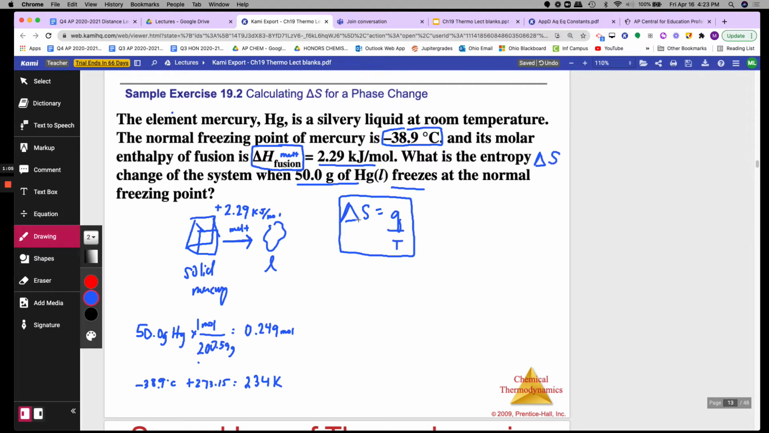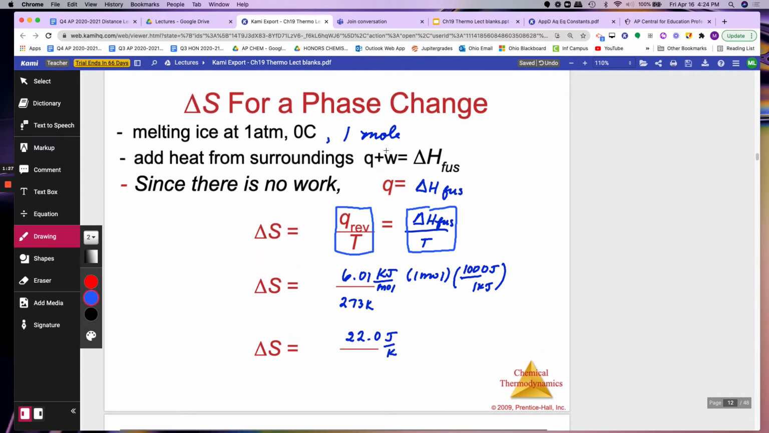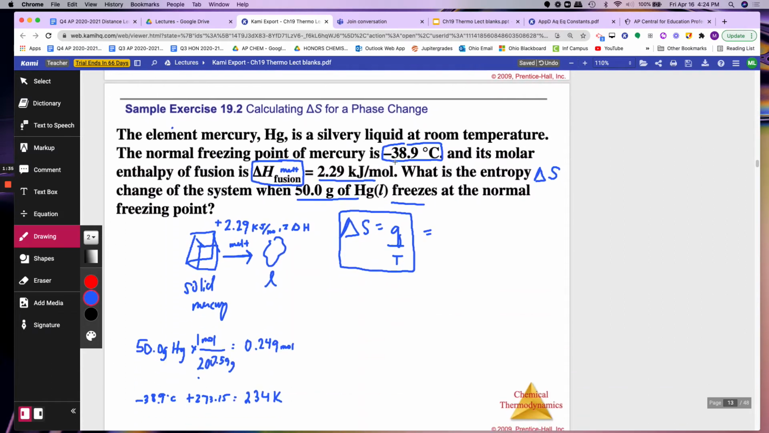So I wrote the formula, delta S equals Q over T, okay? But when I'm plugging in the numbers, first, this is delta H. So I'm wondering, should I use that? Well, that's not Q. Well, delta H is the same as Q because there's no work. Remember the formula up here? That Q, heat plus work, is equal to the delta H. So there's no work, so heat is the same as delta H. So I'm just going to plug that in, 2.29 kilojoules per mole.